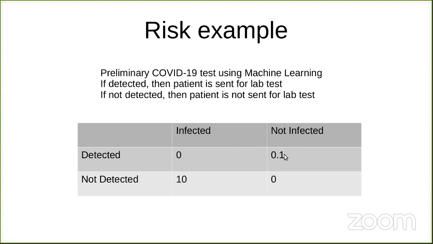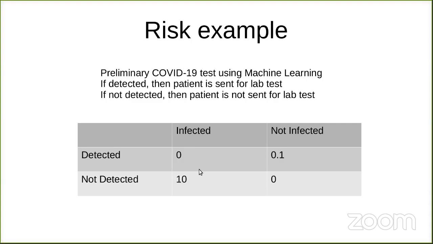Now, coming up to the interesting part. If the person is not infected, but still your model says that the person is infected, then the person will be sent for a lab test, and that's why we associated a positive cost with this. This cost is not really very high because the worst case would be that the person is not infected, your model still says that he's infected, so he's sent for a lab test, and in the lab test, it will be confirmed that he's not infected, so it's fine. It will just cost some time and money, but it's not a big deal.